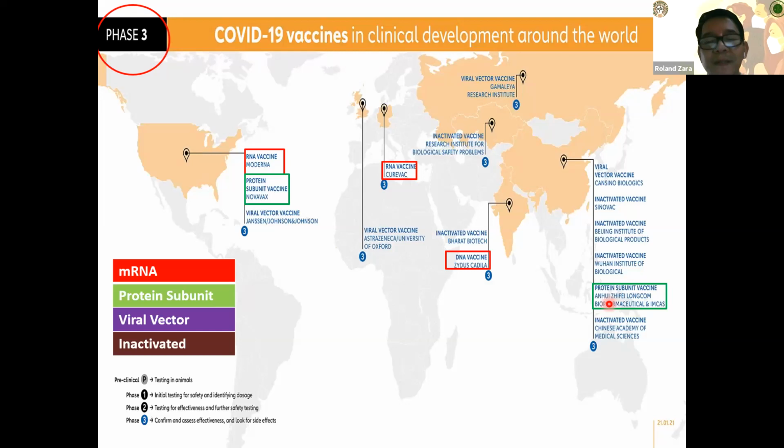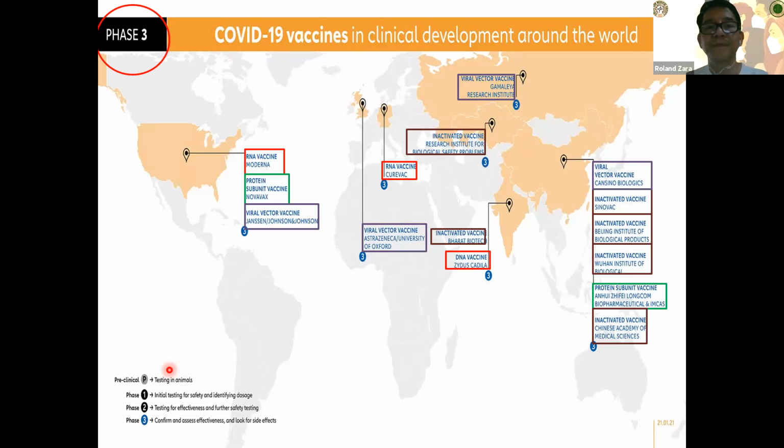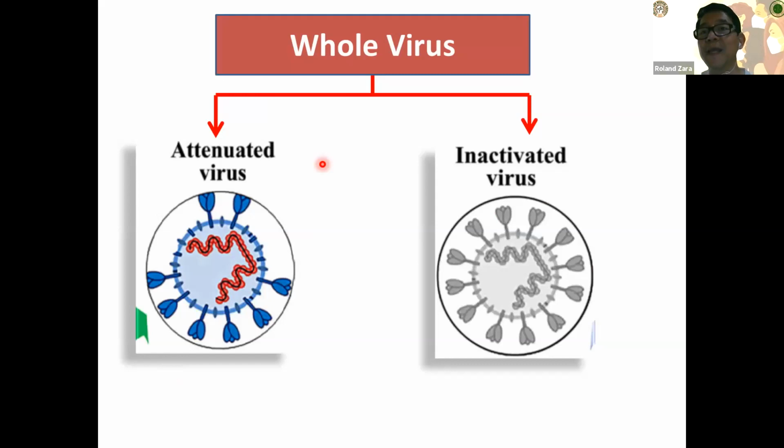So we have the viral vector, so we have the Johnson & Johnson, viral vector from AstraZeneca sa Oxford University, viral vector vaccine Gamaleya sa Russia. And the most abundant COVID-19 vaccines are your inactivated. Your Sinovac is one of the inactivated virus vaccines. So you have two whole virus vaccines: the attenuated virus and inactivated virus.